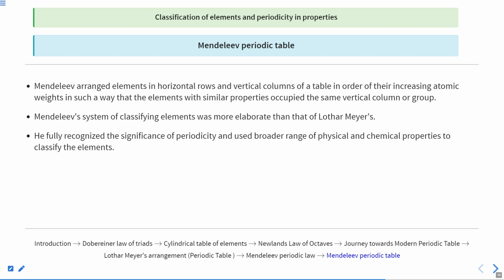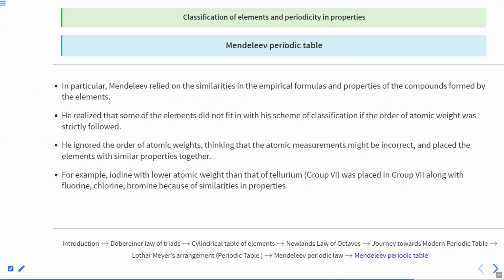This was the main motivation behind his classification, whereas Lothar Meyer was simply plotting a graph. He did not study the physical and chemical properties. He took one physical property, the atomic weight, and just plotted a graph. But what did Mendeleev do? He first observed the physical properties, arranged them, and then arranged them in the increasing order of the atomic weight.